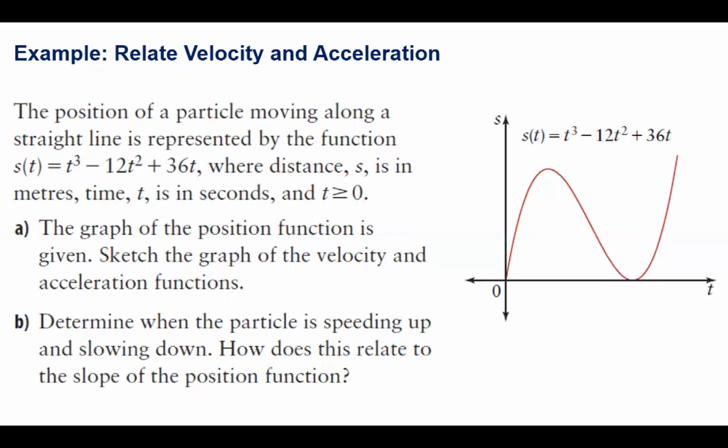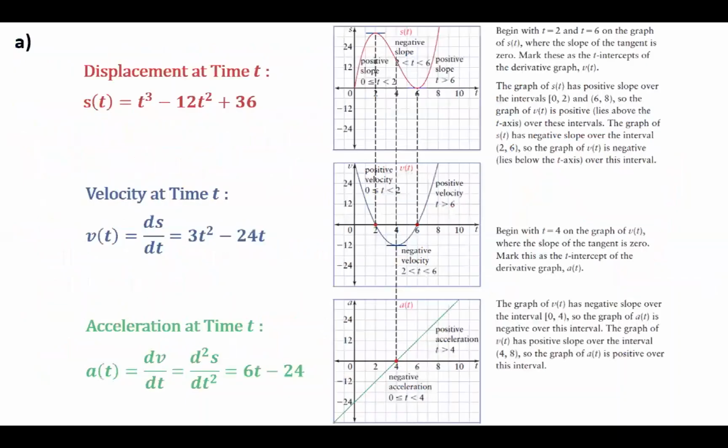All right, let's have a look at the solution. First of all, in order to graph this velocity or acceleration, it's better to find the expression of such functions, right? So if we know s equals t cubed minus 12t squared plus 36, recall that velocity is the derivative of s with respect to t, right?